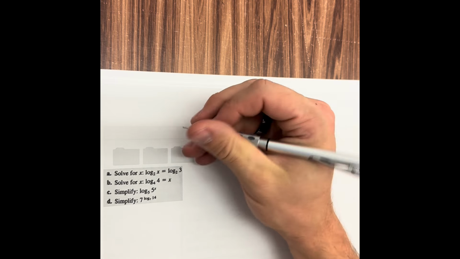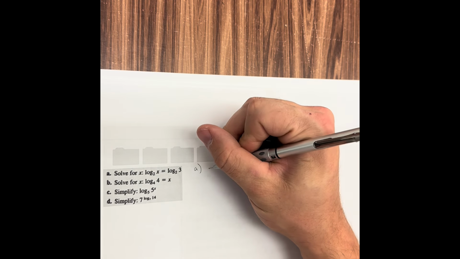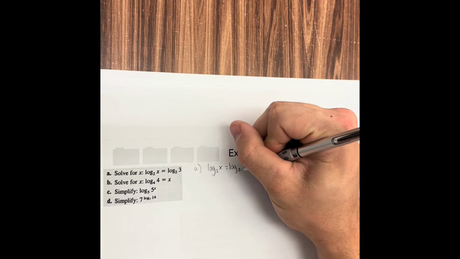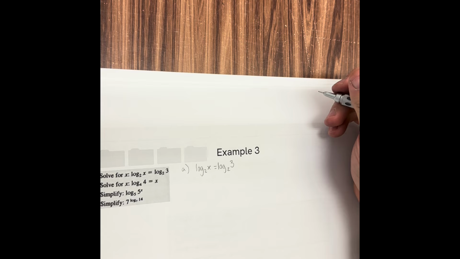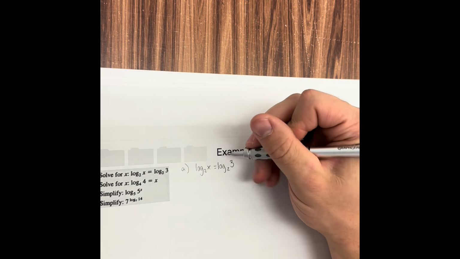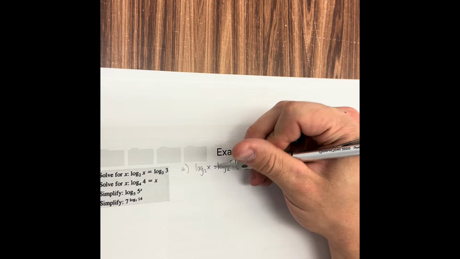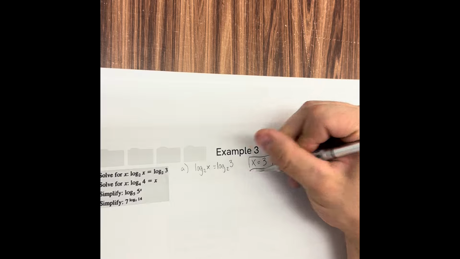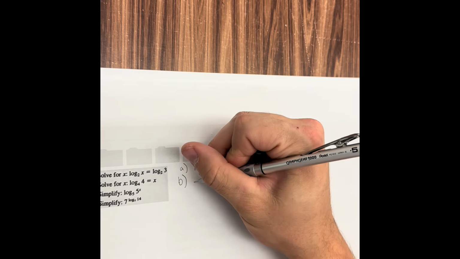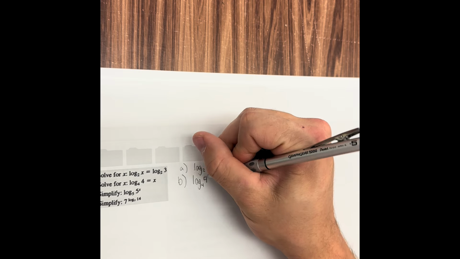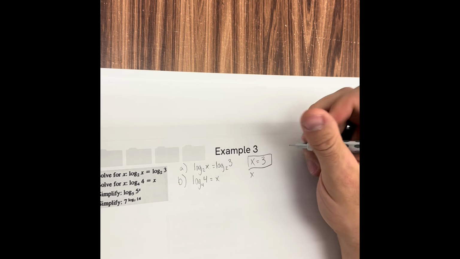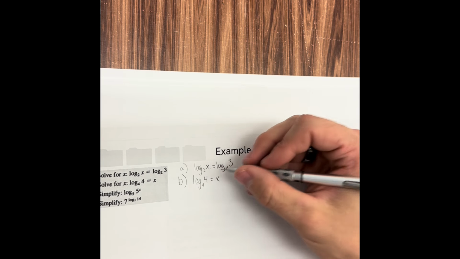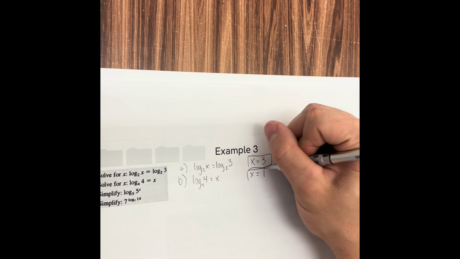So example 3, letter A, we have to solve for x. We have log base 2 of x equals log base 2 of 3. If you see this problem anytime, this is low-hanging fruit. We know that the logs are the same, that means that this has to be equal to this. x equals 3. Simple enough. B, we have log base 4 of 4 equals x. Again, this should be just a gimme. The base and the number match up. x equals 1.